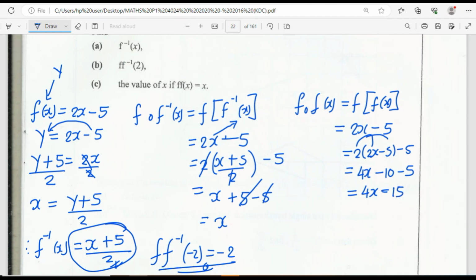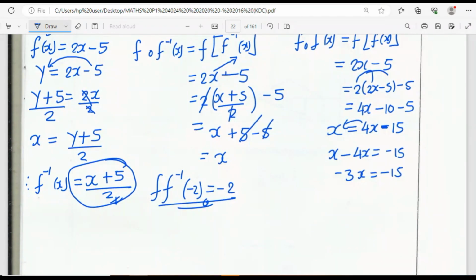Remember, whatever we are going to form here must be equal to x. So we put x here. Then what do you do? Collect the like terms. So this will be x minus 4x, the positive 4x will change to -4x, is equal to minus 15. So here we'll get negative 3x is equal to negative 15. To isolate this, we divide by negative 3. So x is equal to positive 5 as our final answer.